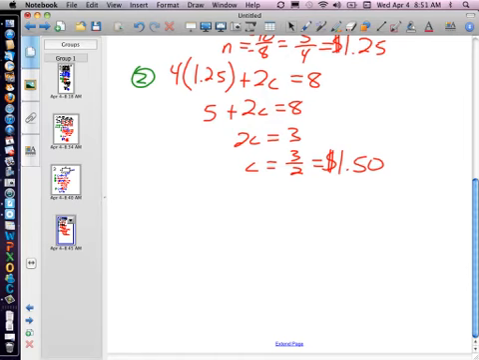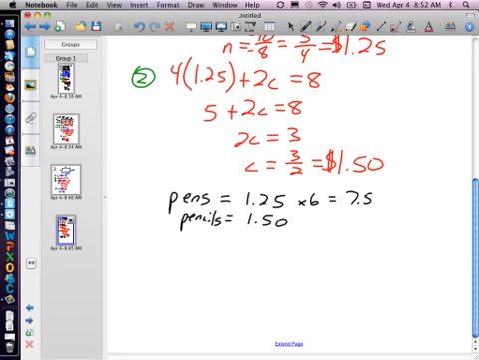Let's double check. If you buy 6 pens and 1 mechanical pencil, so pens we think are $1.25, and pencils we think are $1.50. So if we buy 6 pens, what would that be? $7.50. And one mechanical pencil, that would be $1.50. Then we'll have $9. Okay, so that worked out.